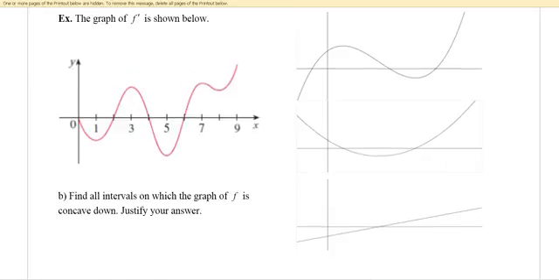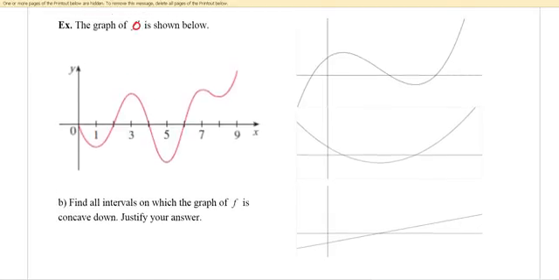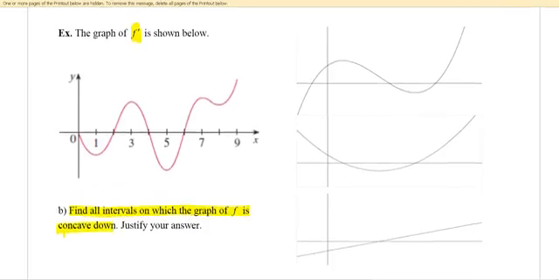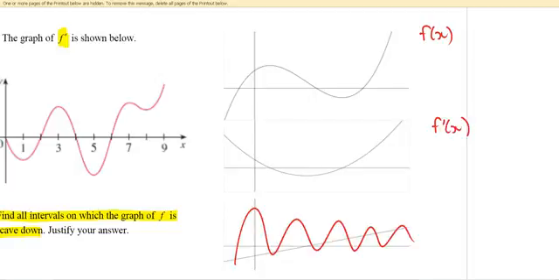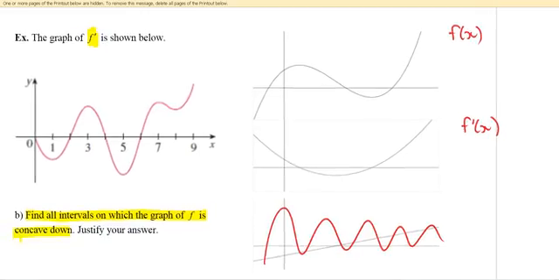Same kind of graph. My derivative is given to me, and now I'm asked to find all intervals on which the graph of f is concave down. Justify your answer. Going back to my 3 graphs here, this is going to be f of x, and this is f prime of x. For this question, I don't care about the second derivative, so I can just eliminate that. So where is f prime of x? Where is this part concave down?